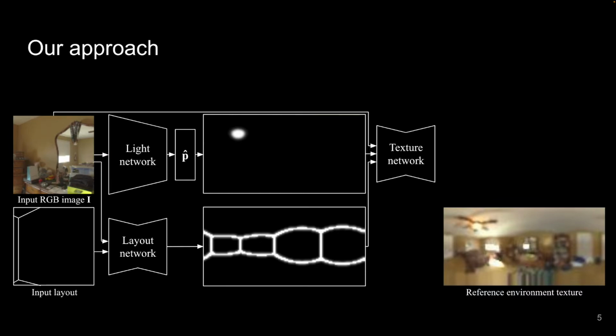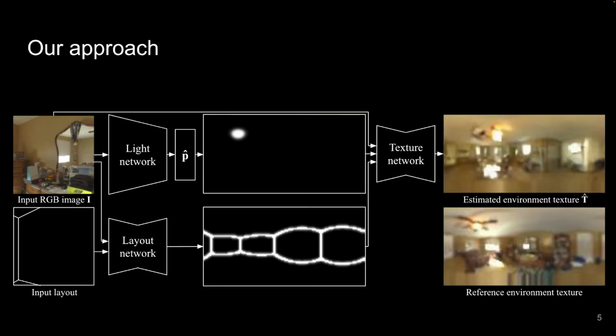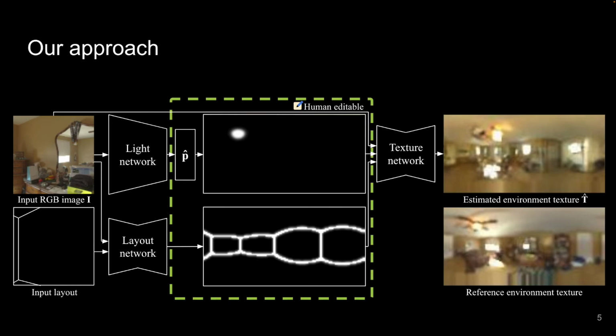Finally, we have a third network called the texture network, which produces a high-frequency LDR lighting prediction with the strongest light source at the desired place, and with the predicted scene layout. And of utmost importance, both layout and light position can be edited by the user.